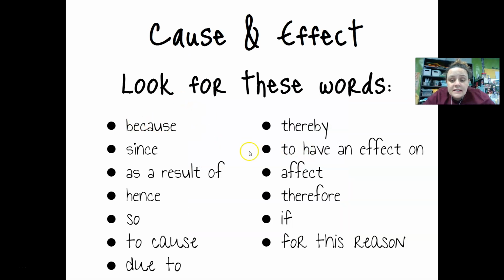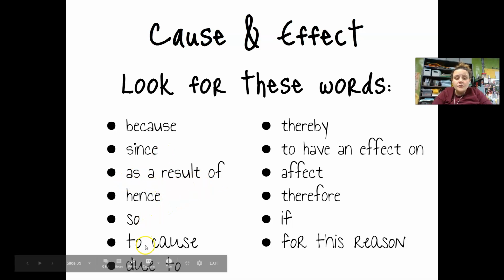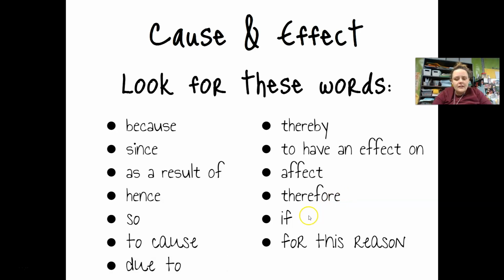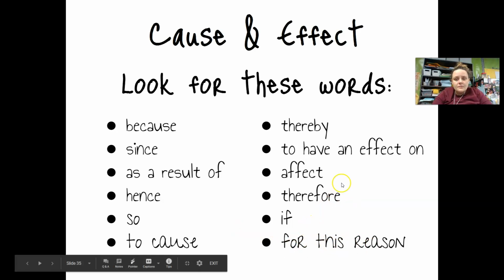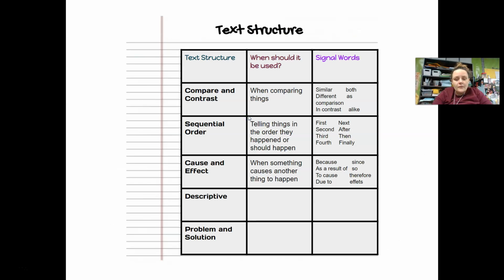So you're looking for these signal words when you're trying to decide if something is cause or effect: because, since, as a result of, hence, so, to cause, due to, thereby, to have an effect on, effect, therefore, if, for this reason. Those will be some good signal words to watch out for. If you're taking notes, you're going to want to add cause and effect when something causes another thing to happen, and then our signal words there. You can pause and fill in your chart for cause and effect.